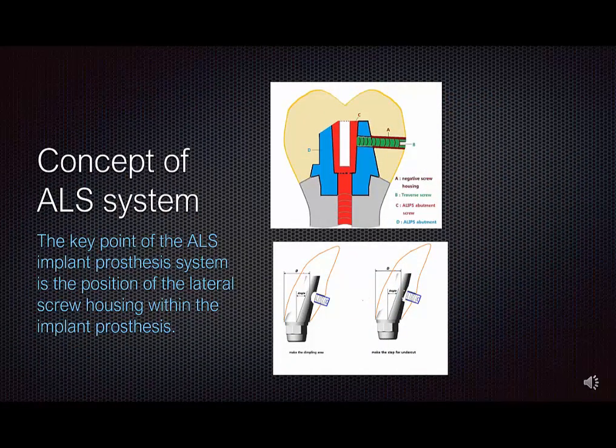The key point of the ALS implant prosthesis system is the position of the lateral screw housing within the implant prosthesis. The ALS implant prosthesis uses a cement-type abutment, so the resistance function of the implant prosthesis is superior to that of the existing screw-type implant prosthesis.